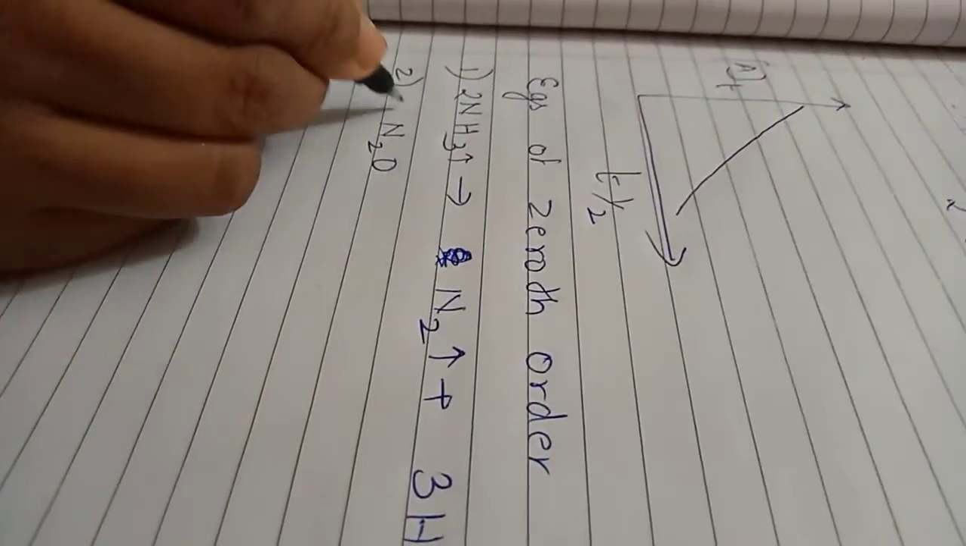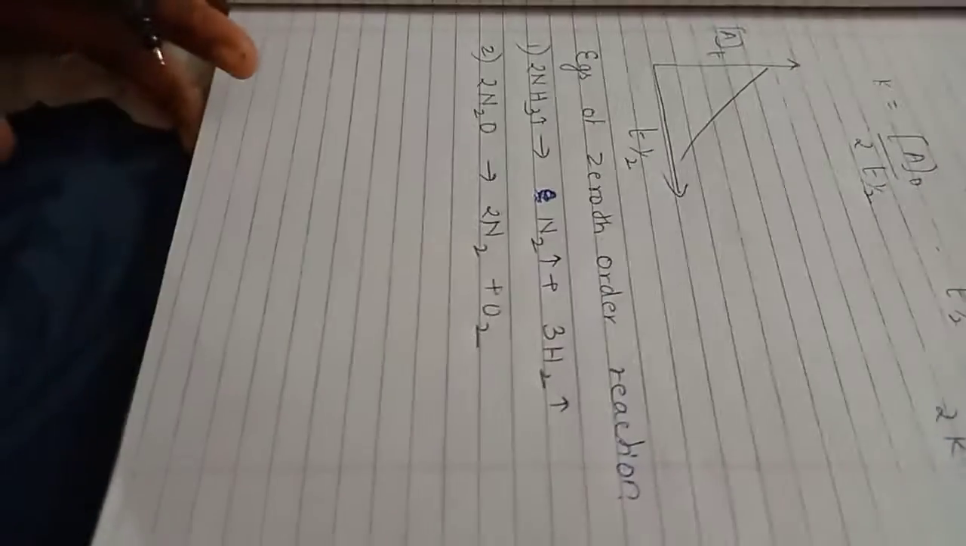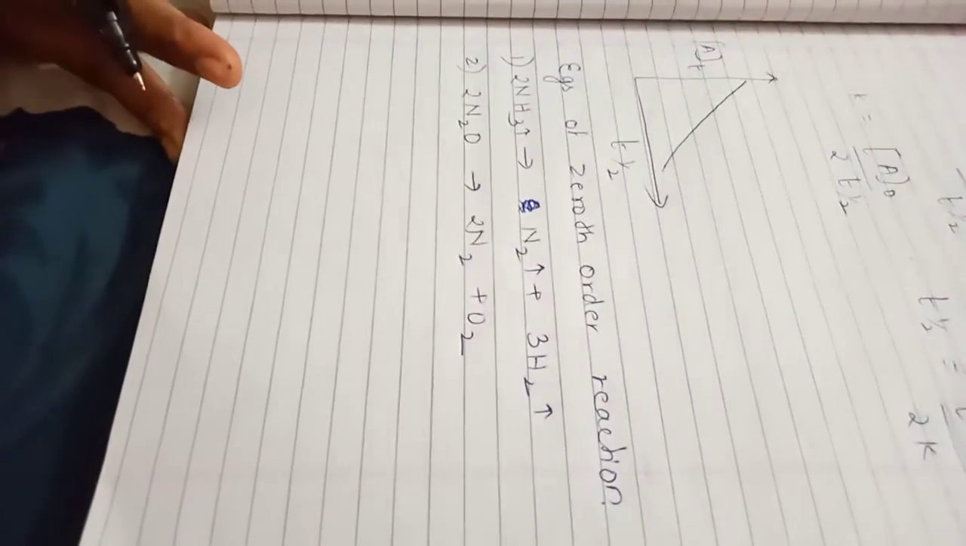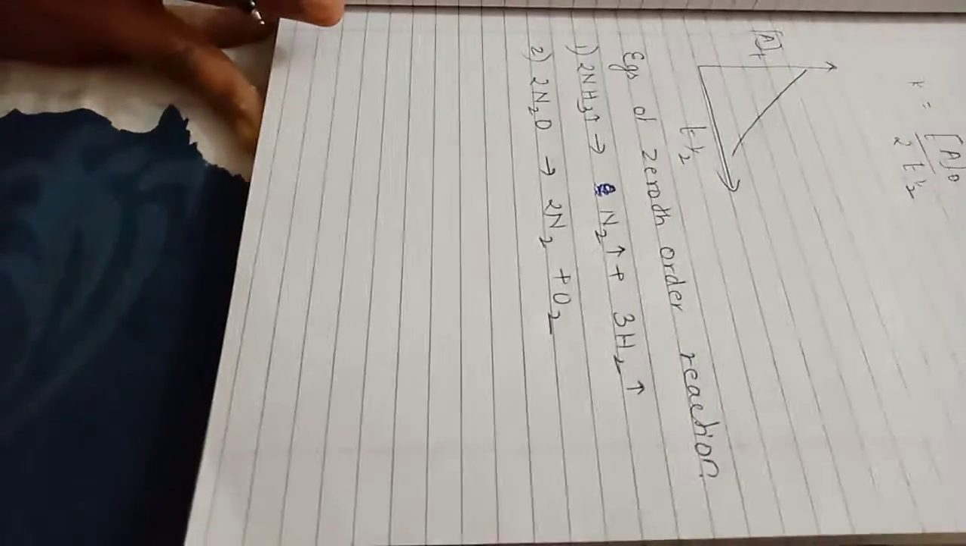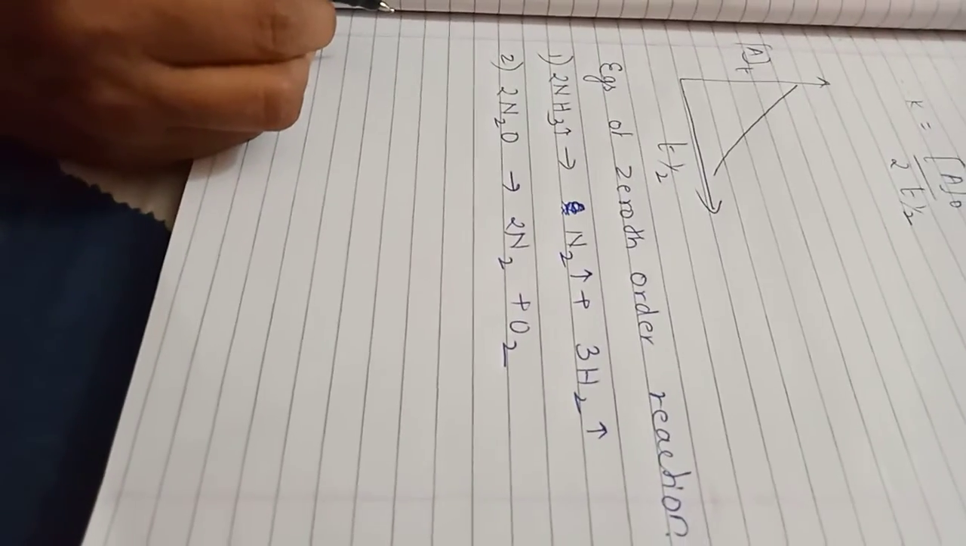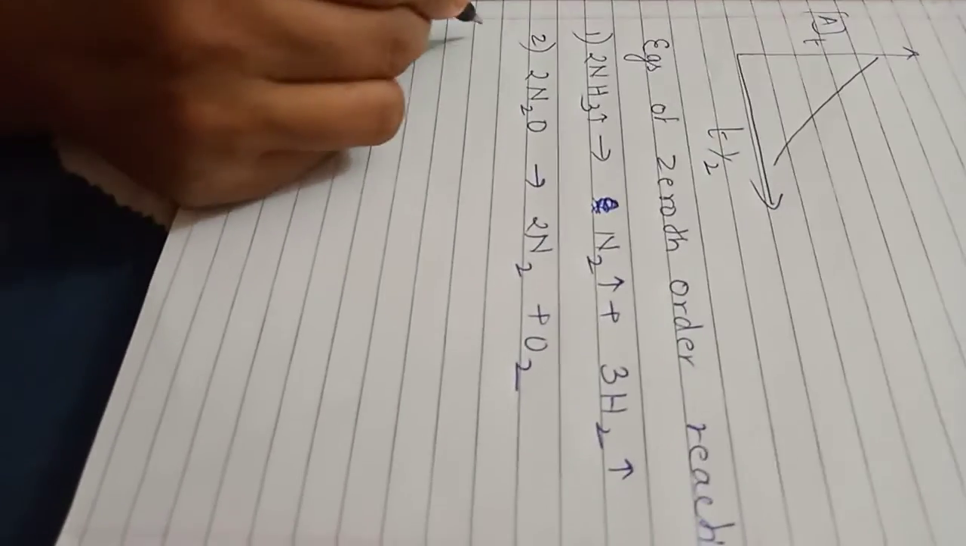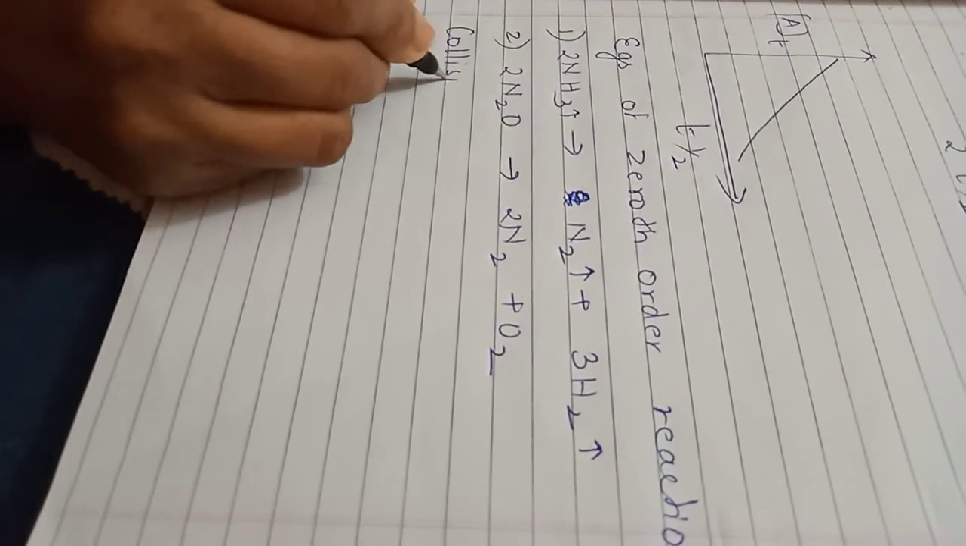Next, decomposition of nitrous oxide, N2O, is also an example of a zeroth order reaction. Okay. Next, we will discuss what is collision theory.